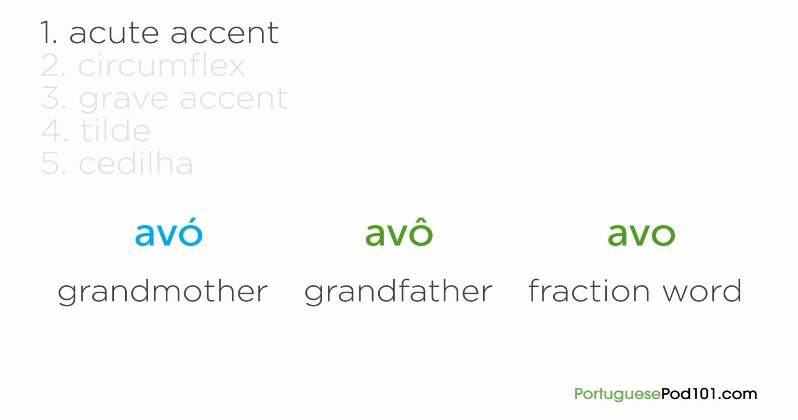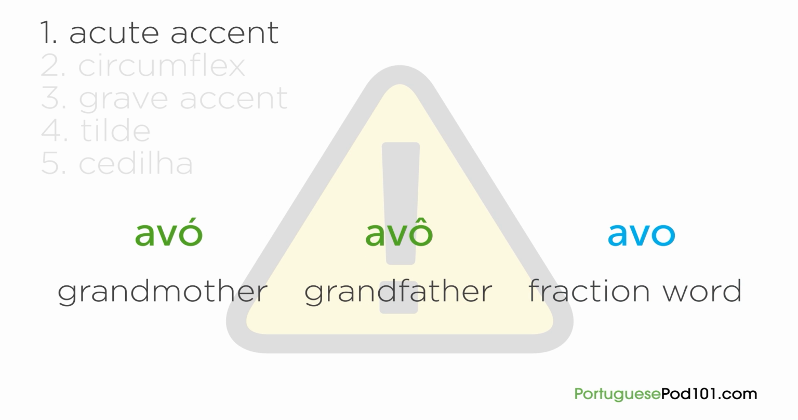Avó. This word means grandmother. If said with a closed vowel, it would mean grandfather, and with no accent at all, avo. The stressed vowel now is the first one. This word is used to express fractions. So, if this word is not correctly marked, you don't know how to pronounce the last vowel properly. Specifically in this case, with an incorrect pronunciation, it would have a different meaning.